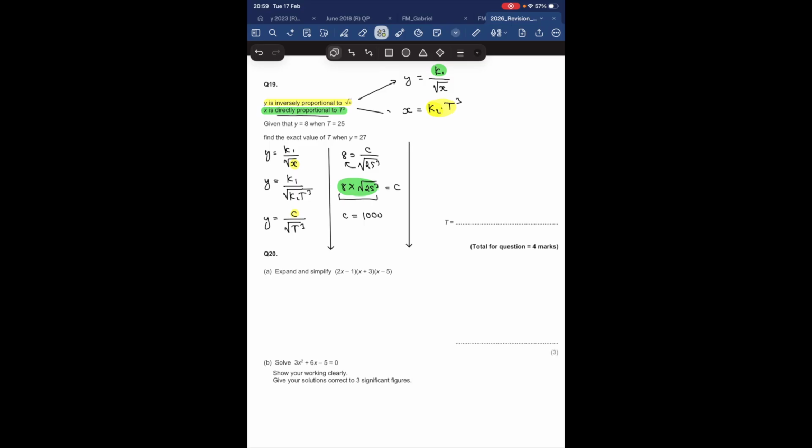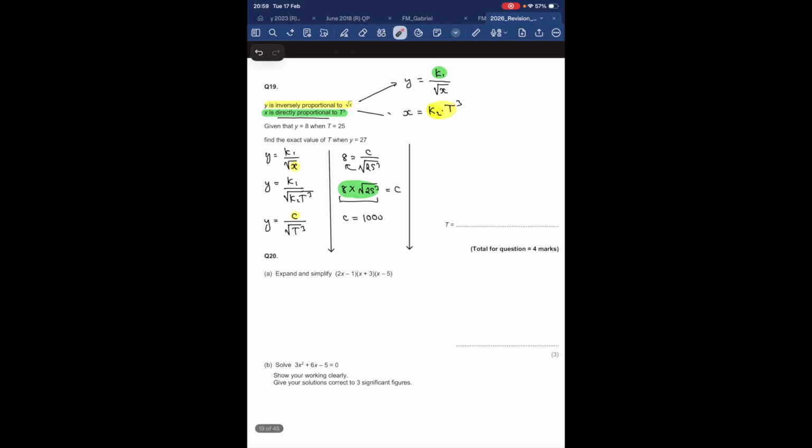And I'm now going to rewrite my equation. So I'm going to rewrite this equation here now that I know that the value of C is 1,000. So my equation will be y equals 1,000 over the square root of t cubed.